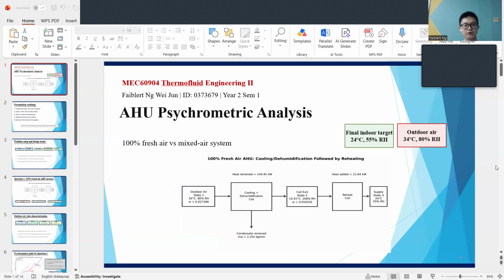The outdoor air condition used is 34 Celsius and 80% relative humidity, while the final indoor target condition is 24 Celsius and 55% relative humidity. The main aim of this presentation is to explain the psychrometric process, calculate the cooling load, moisture removal, and reheating load, and then compare which system is more energy saving. Next slide.